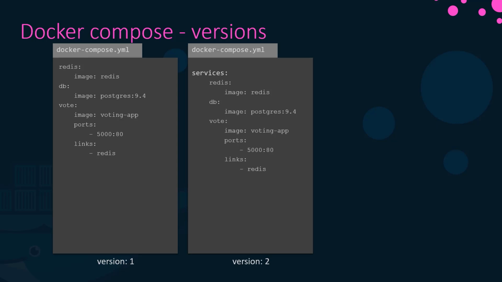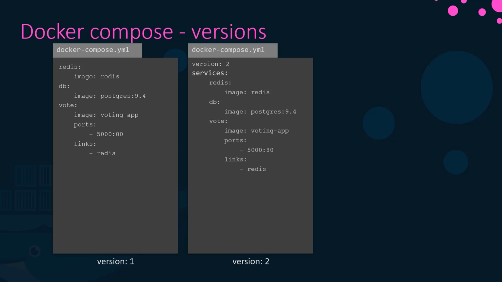But how does Docker Compose know what version of the file you're using? You're free to use version 1 or version 2 depending on your needs. So how does Docker Compose know what format you are using? For version 2 and up, you must specify the version of Docker Compose file you're intending to use by specifying the version at the top of the file. In this case, version: 2.